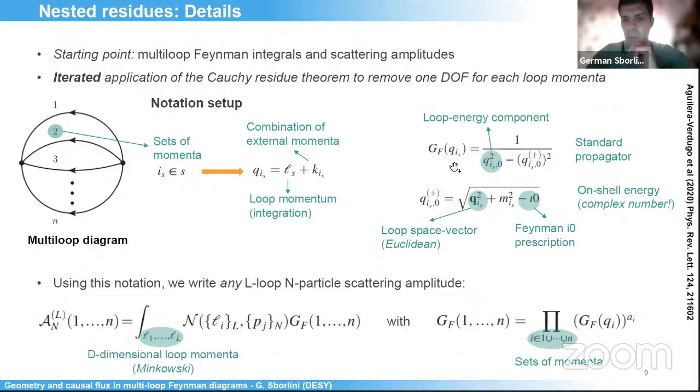On the other hand, we have to write the Feynman propagators in this way, where essentially we separate the energy component, this i s0, from the on-shell energy of the associated particle, this q+. Essentially, the q+ is the solution of the on-shell equation and includes the dependence on the Feynman prescription. So using this notation, we can write any L-loop and n-particle scattering amplitude in this way.